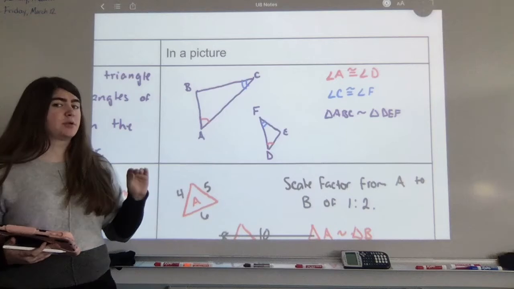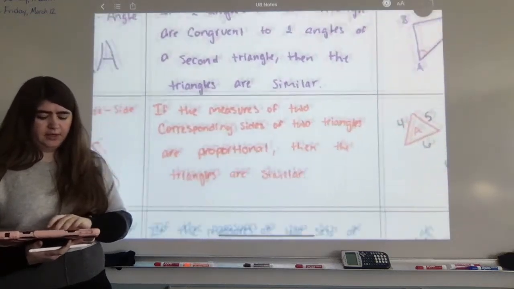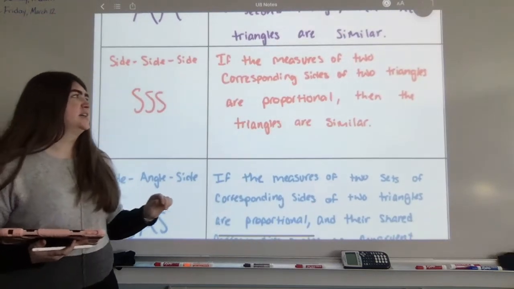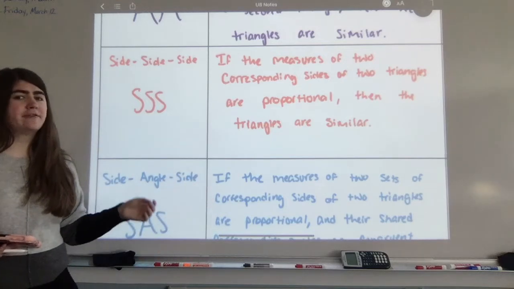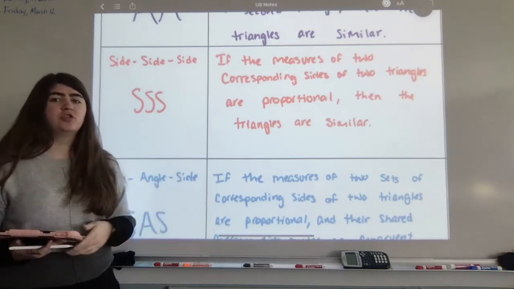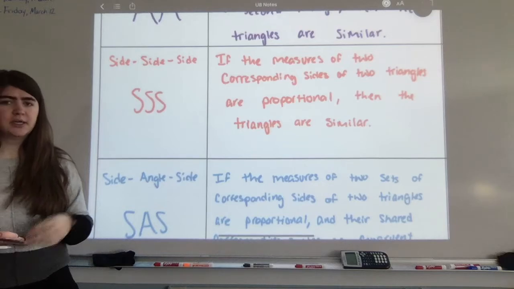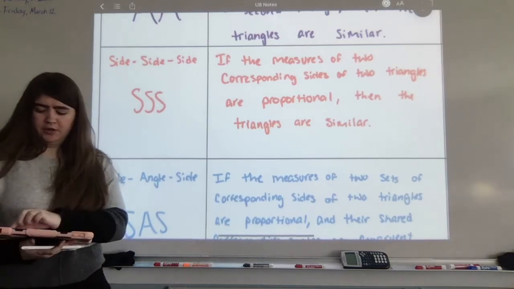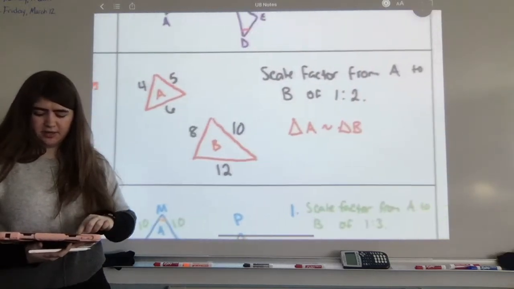Not congruent, but similar. Alright, next we have side, side, side, which says if the measures of two corresponding sides of two triangles are proportional, then the triangles are similar. So in a picture, what that looks like is right here.